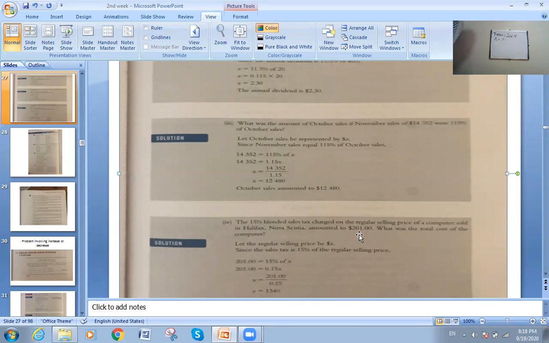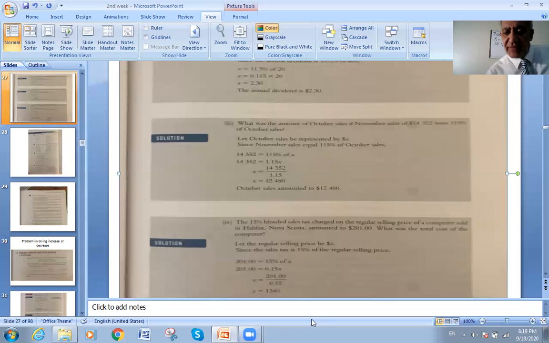Meanwhile, the taxes represent 15% of the computer price. So these taxes are 15% of the computer price, X. So now it's very clear that I have the three variables which I need here. The taxes are 201.5, the X, the computer price, we don't know, but the taxes are 15% of X. So what is the computer price?